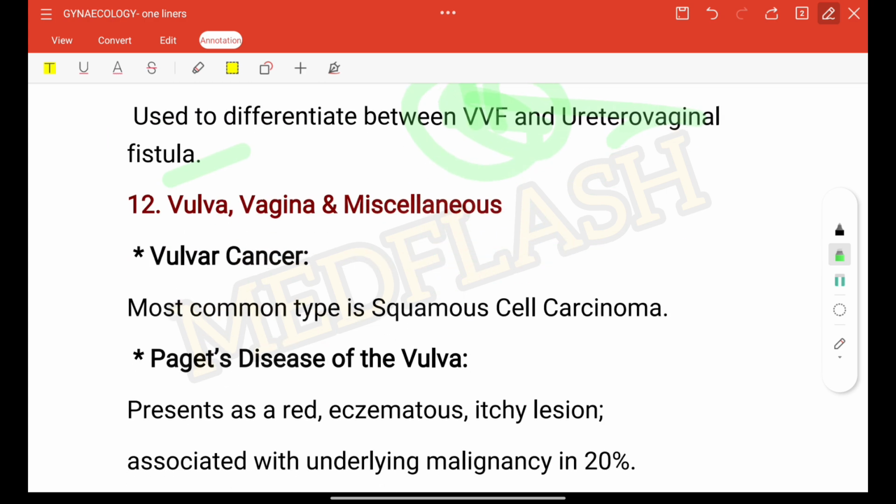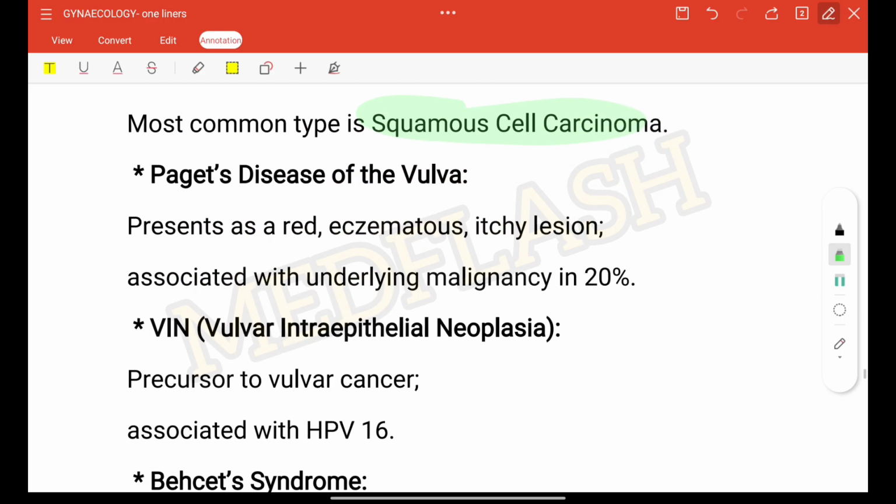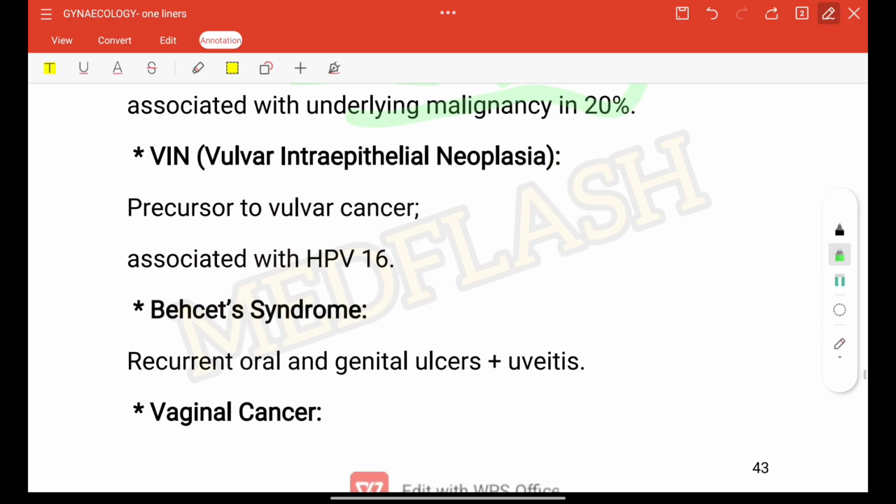Vulvar cancer: the most common type is squamous cell carcinoma. Paget's disease of the vulva presents as a red, eczematous, itchy lesion associated with underlying malignancy in 20%. Vulvar intraepithelial neoplasia, a precursor to vulvar cancer, is associated with human papilloma virus 16. Behcet syndrome: recurrent oral and genital ulcers plus uveitis.